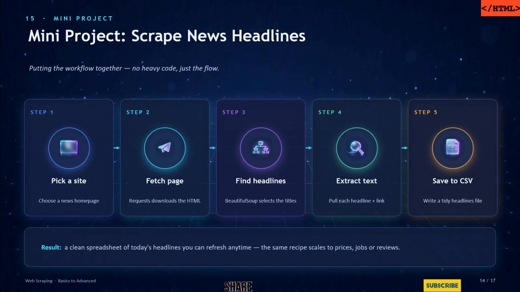Mini project. To understand the process practically, consider a mini project where we scrape news headlines. First, we choose a news website. Then, we use the request library to fetch the web page. Next, we use Beautiful Soup to find the headline elements. After that, we extract the text and links of each headline. Finally, we store the data in a CSV file. This simple workflow demonstrates how the same 5-step process can be applied to real world problems.